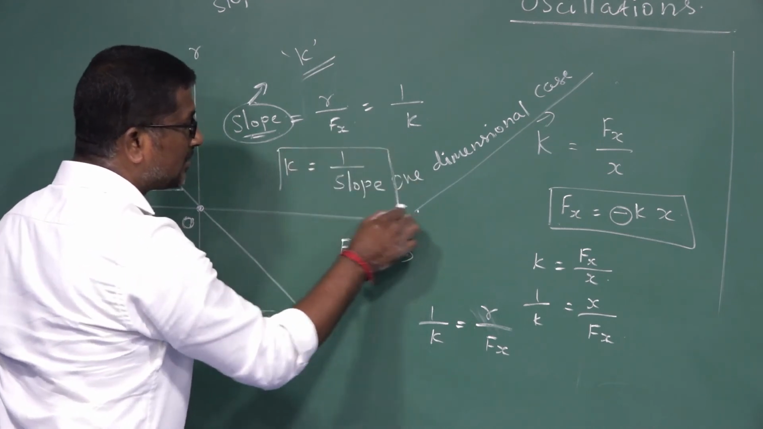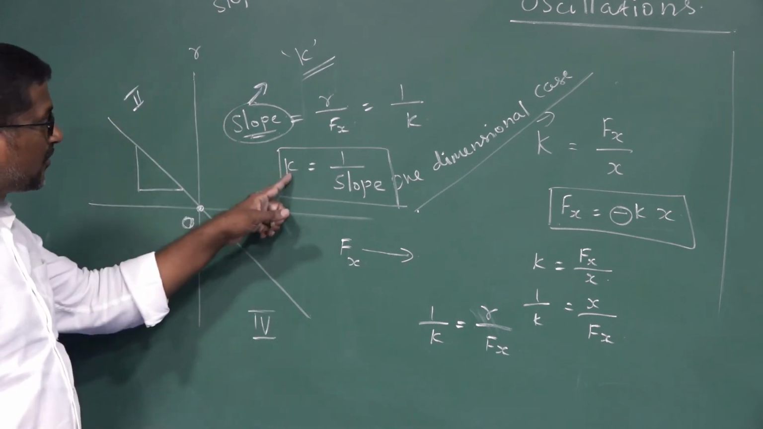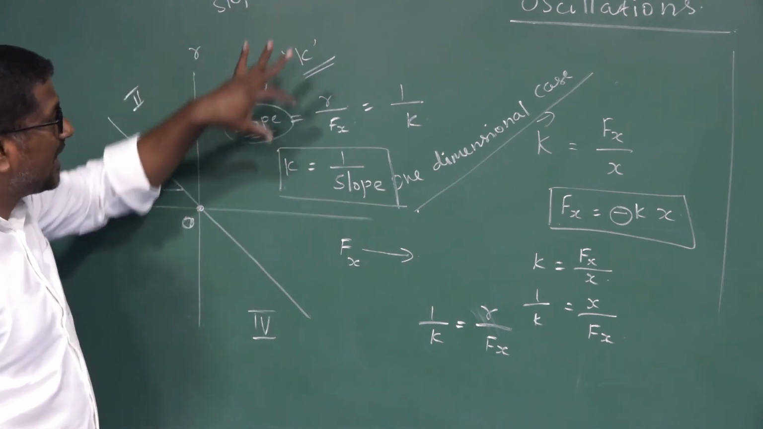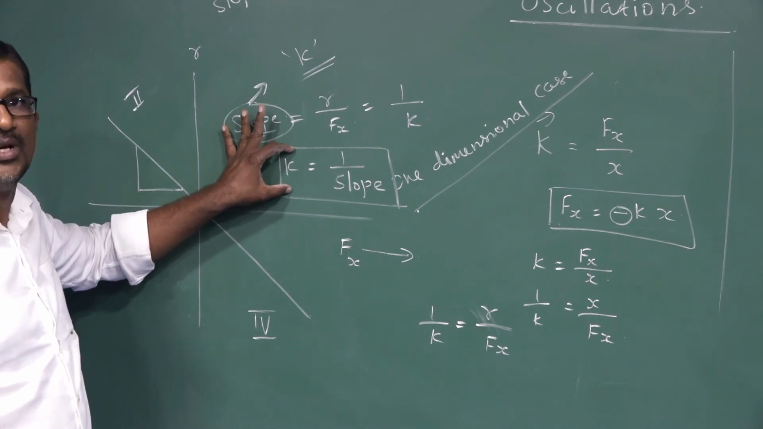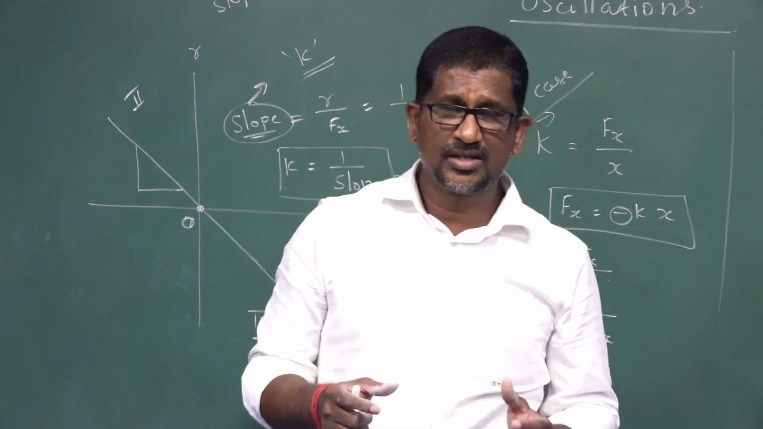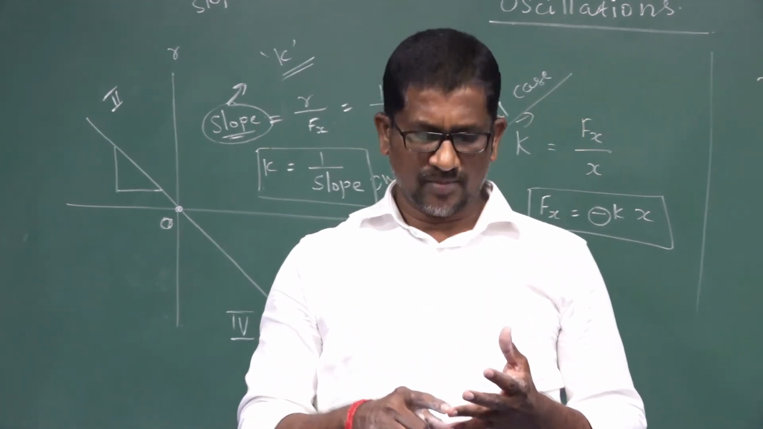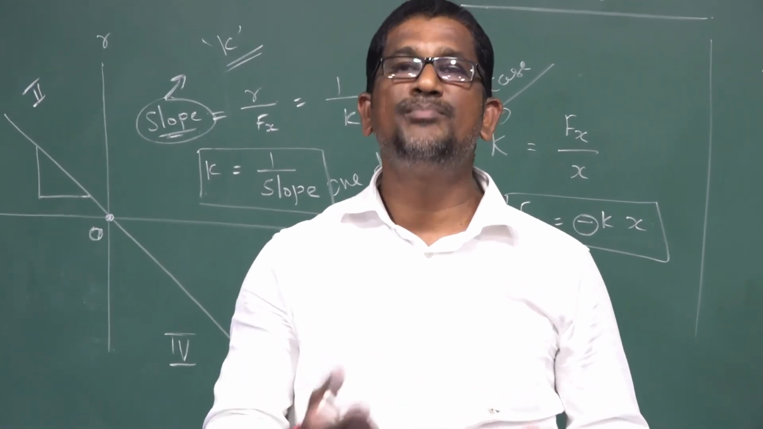So by measuring the slope of the force and displacement graph, we can calculate the value of the spring constant. Okay. So far we discussed periodic motion and non-periodic motion, oscillatory motion and simple harmonic motion.